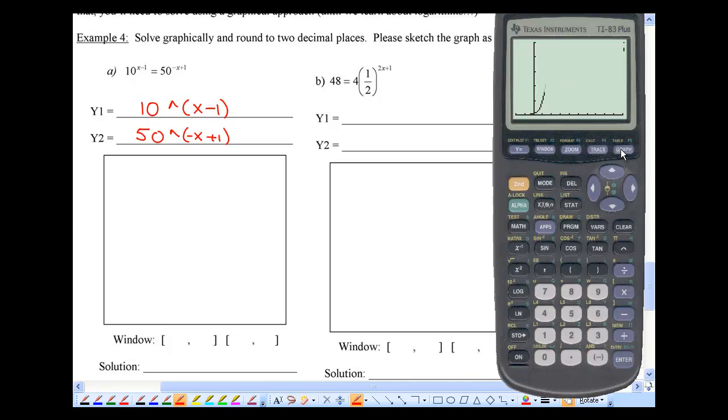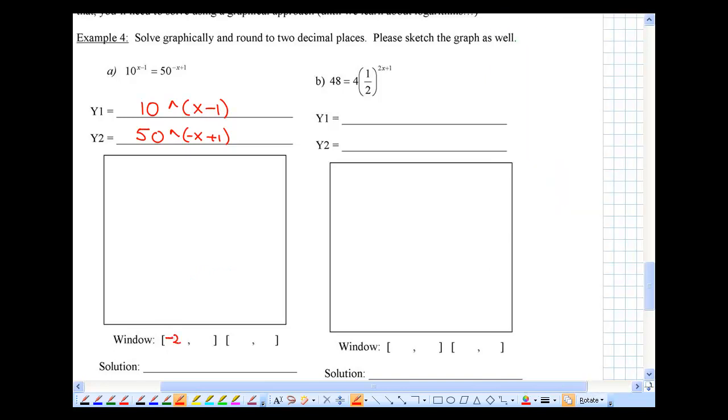Let's graph. Oh, there's my growth. Here's my decay. Looking fine. So this was good. So -2 and 10, 0 and 5.